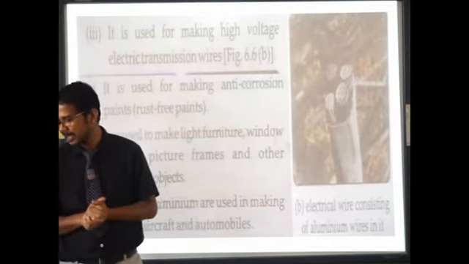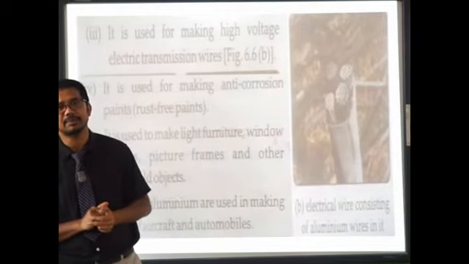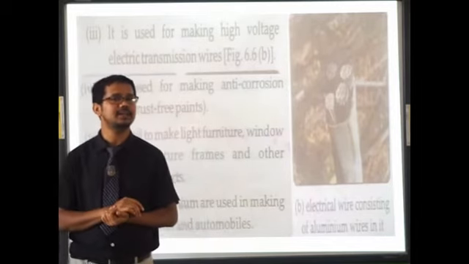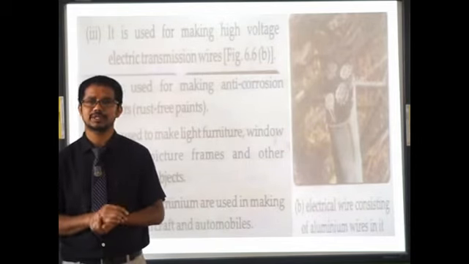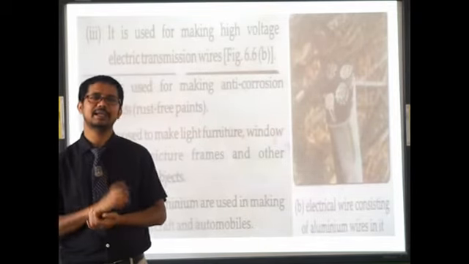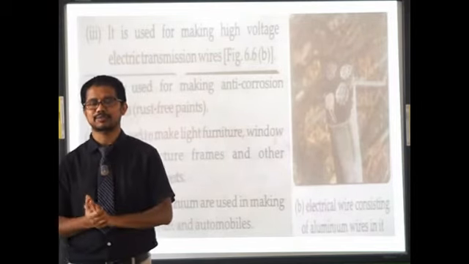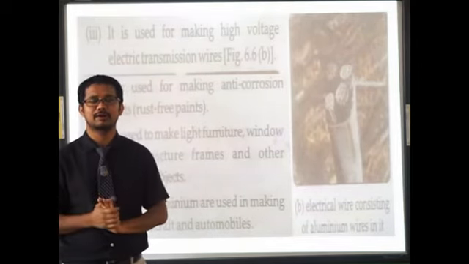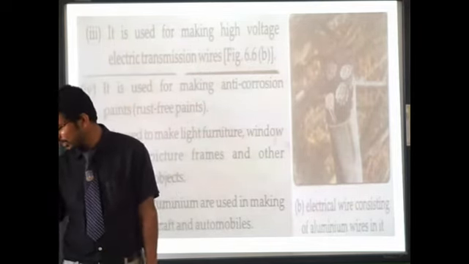So it is used to make light furniture, window frames. You can see picture frames and all the household objects can be made up of aluminium, especially alloys of aluminium like magnesium and duralumin. Duralumin, you can also say. So alloys of aluminium, magnesium and duralumin, have extensive use in aircraft for making aeroplanes and all. These alloys of aluminium are used, and for making automobiles also alloys of aluminium are used.